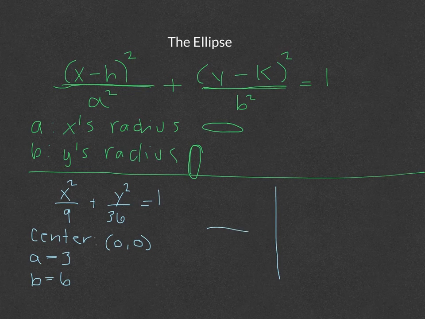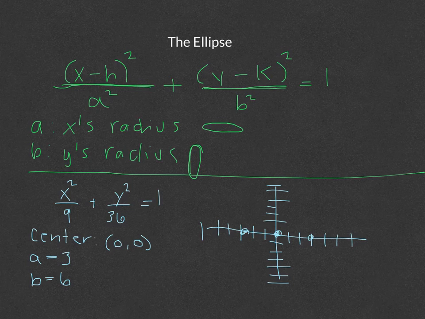And we go to graph that. 1, 2, 3, 4, 5, 6. All right, so we plot our center. It's at 0, 0. Then along the a direction, we have 3 right and 3 left. And then along the y direction, we go up 6 and down 6. And then we just plot our points and we have our ellipse.